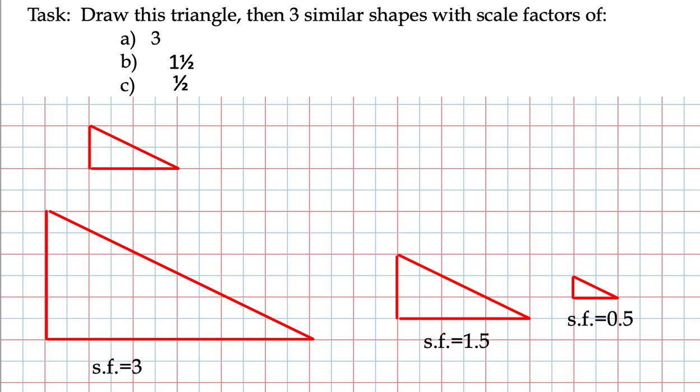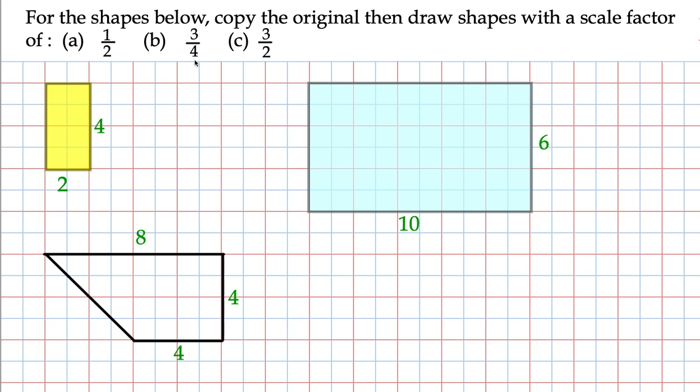Okay, so there's your 3 shapes here. Scale factor of 3, scale factor of 1.5, and scale factor of 0.5. Okay, one more set of drawings for you to do. These are all fractions, but you notice that 2 of the fractions are less than 1, that's A and B, and 1 of the fractions is still greater than 1. So that's going to be an enlargement. You can see how many of these you can do. Remember that it's about multiplying by fractions.